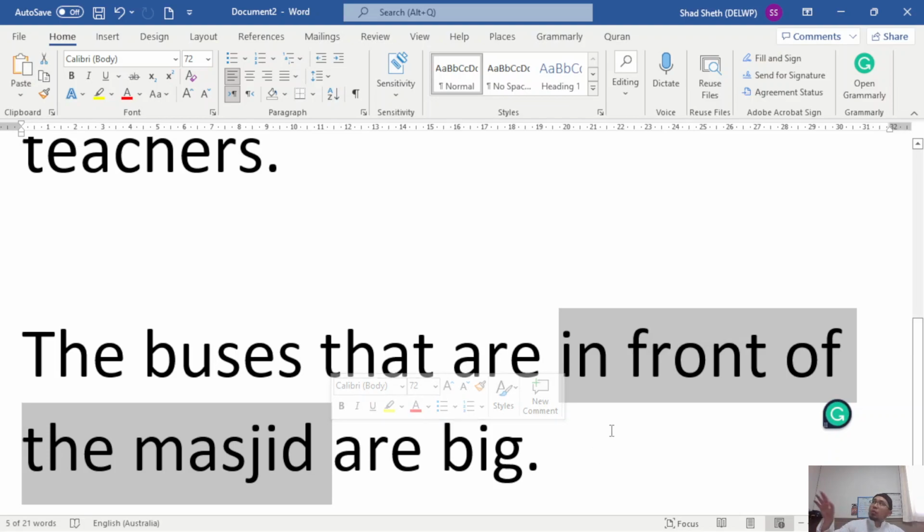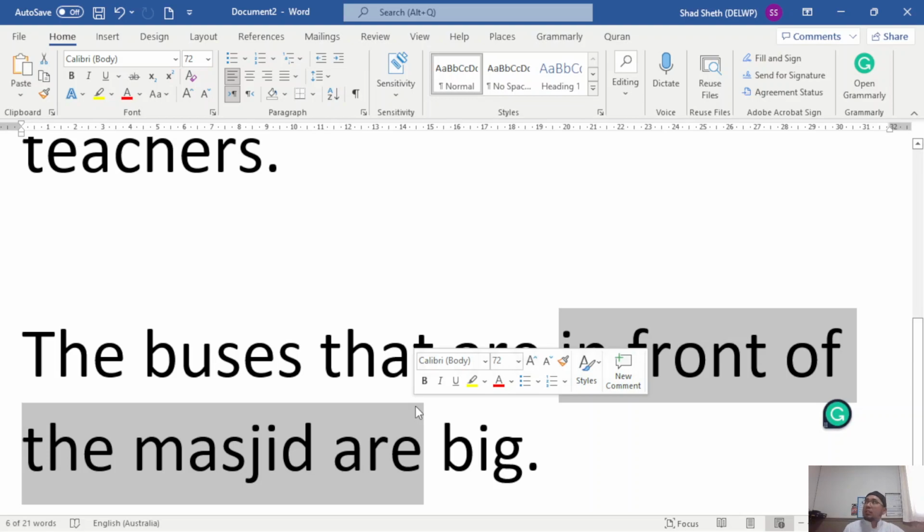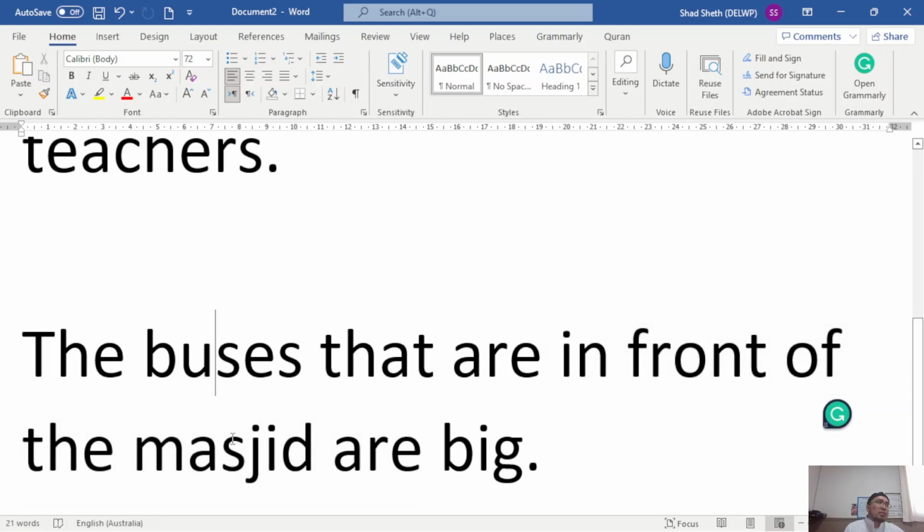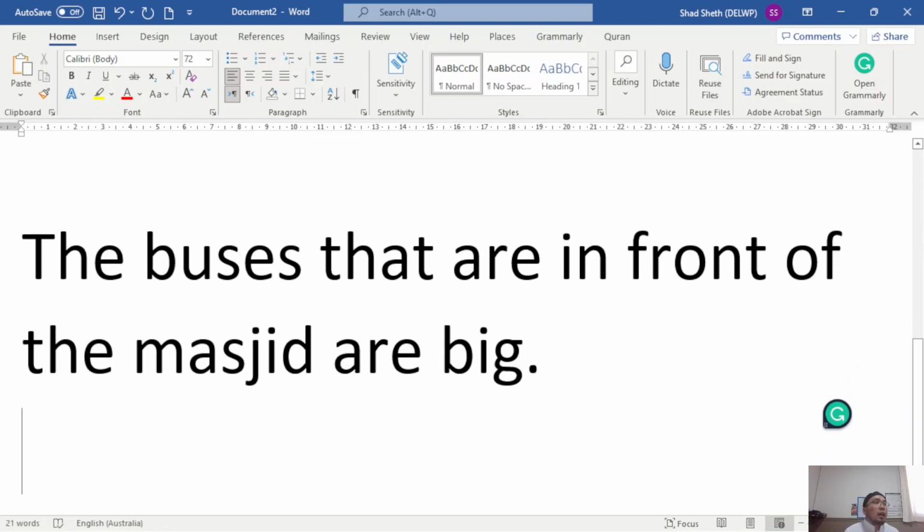Okay, now we have identified the mubtada and khabar. We have identified this is ismu mausul. This is zarf makan. Now start building the sentence. So the buses will be al-hafilatu, because of the alif lam. Okay, that ismu mausul. Remember the rule? Don't use the incorrect version. Use the correct version for masculine and feminine.